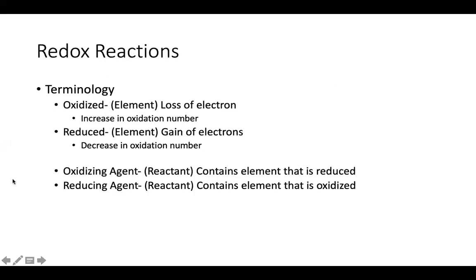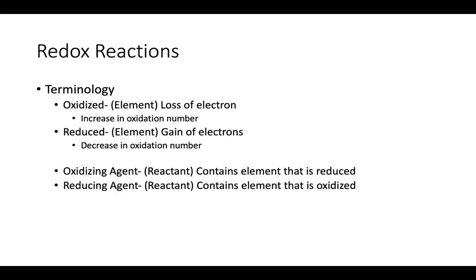So this first slide just goes over the terminology kind of quickly for redox reactions, right? So we have oxidized. Remember that something that is oxidized is an element. Oxidized and reduced refer to elements. Something that is oxidized loses electrons, and if it loses electrons, it's going to increase in oxidation number. So looking from reactant side to product side, if something increases or becomes more positive in oxidation number, it is going to be oxidized.